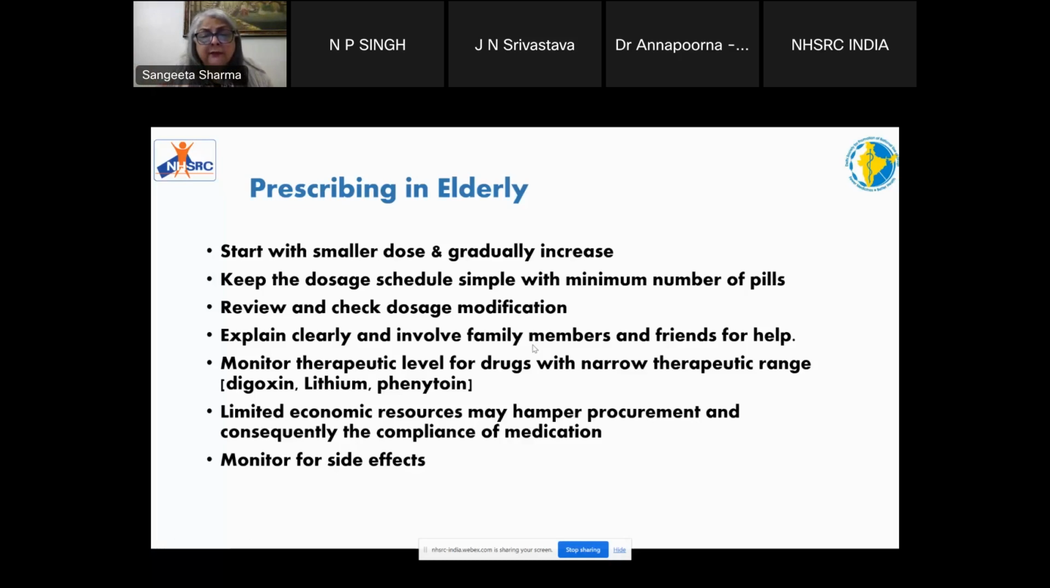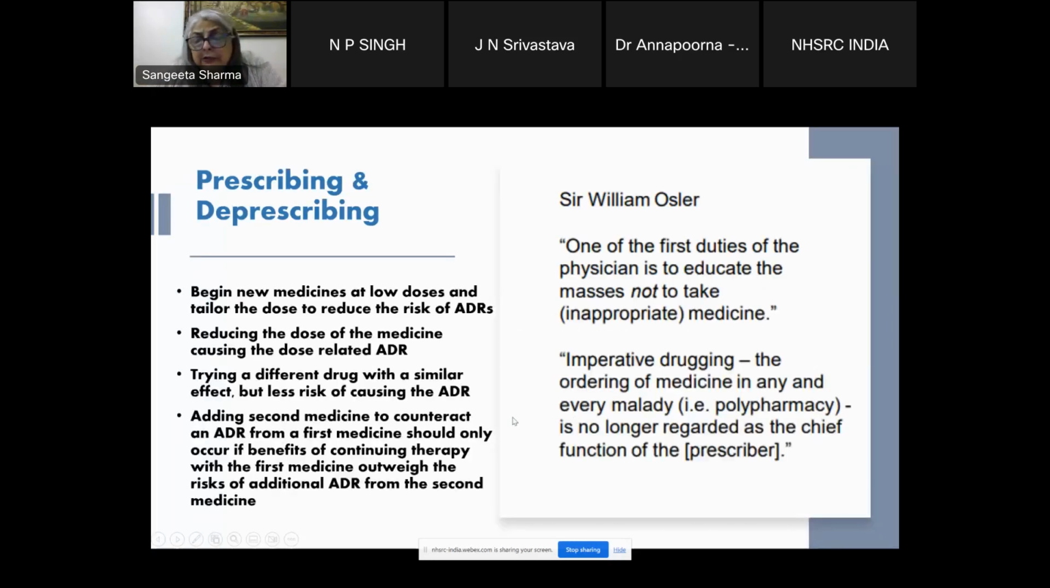So sometimes this is obvious, but unless you tell them, they will not understand. So if the family member is available, involve them in the care. And do consider, these people are dependent also, so procurement of medicines may be a problem. So out of pocket expenditure, try and limit this. So always look at what you are prescribing, and de-prescribing is also very important.